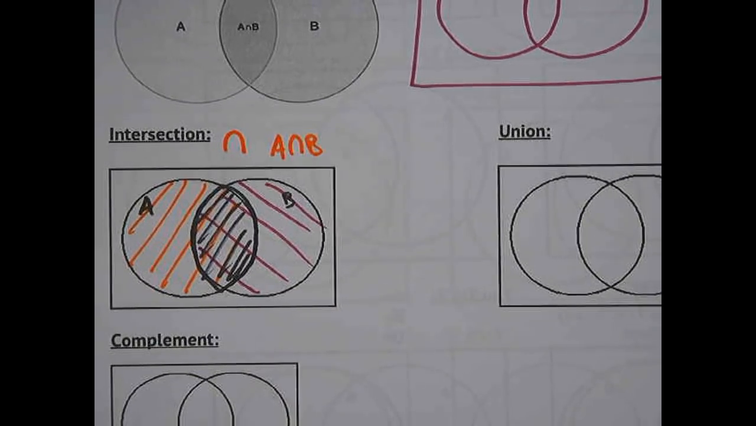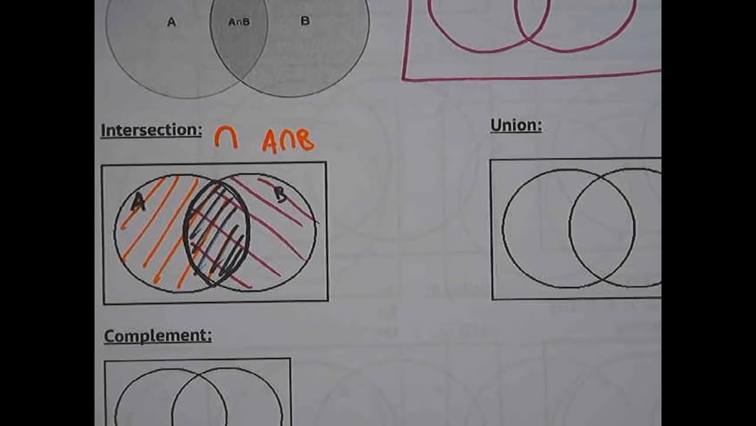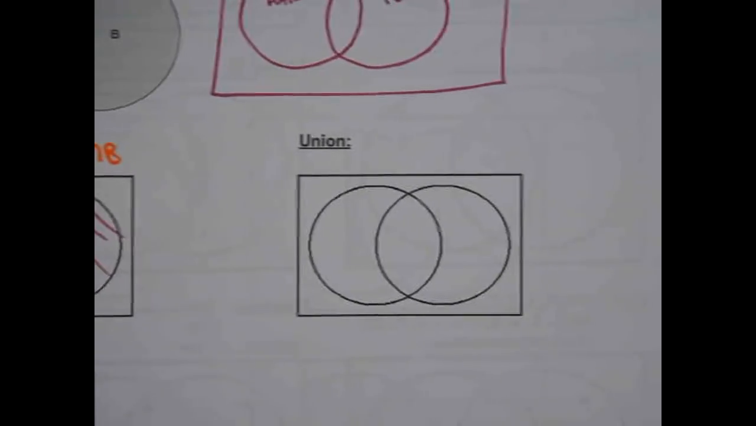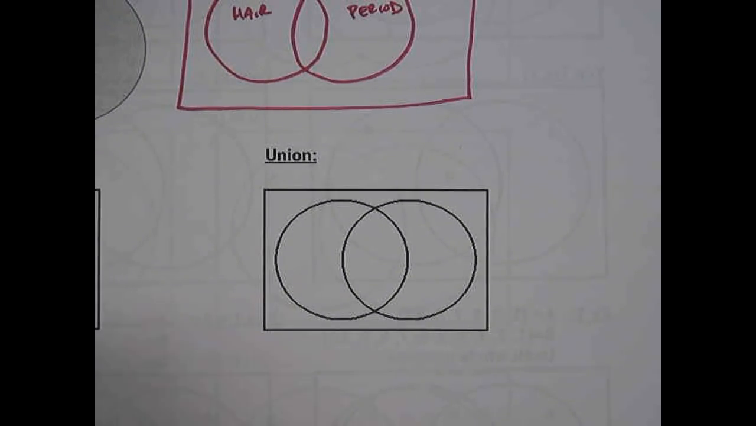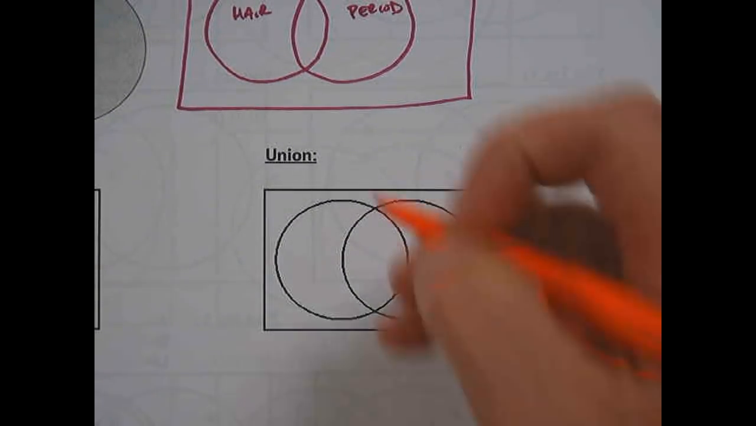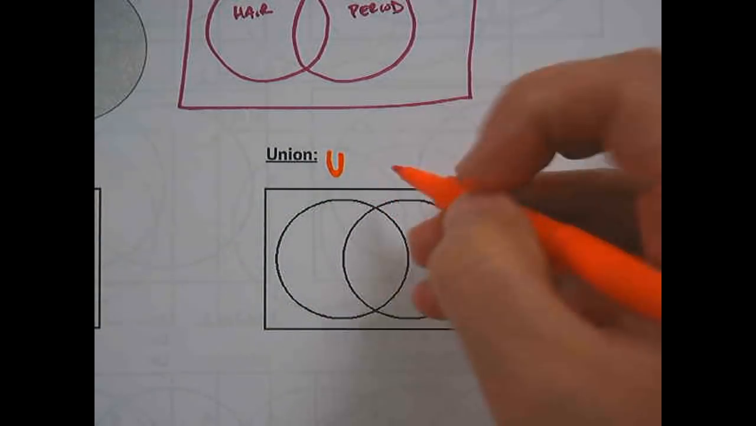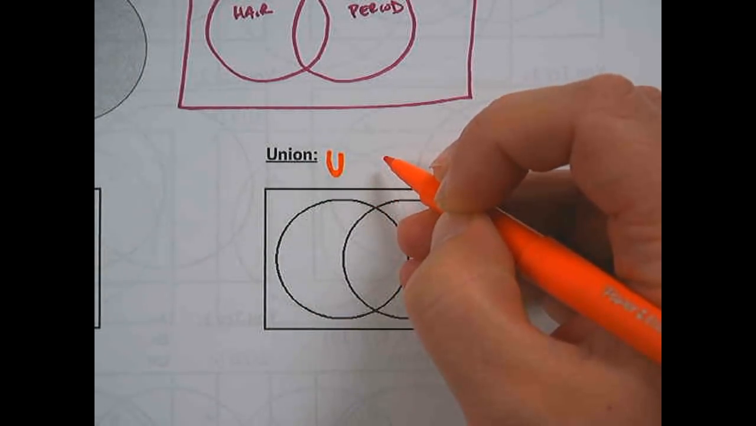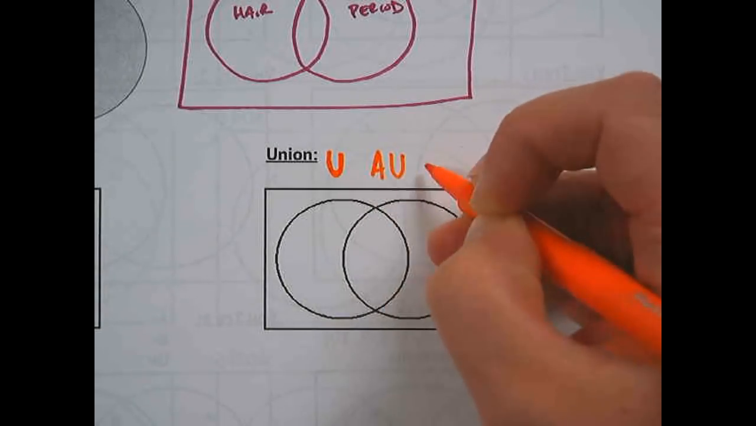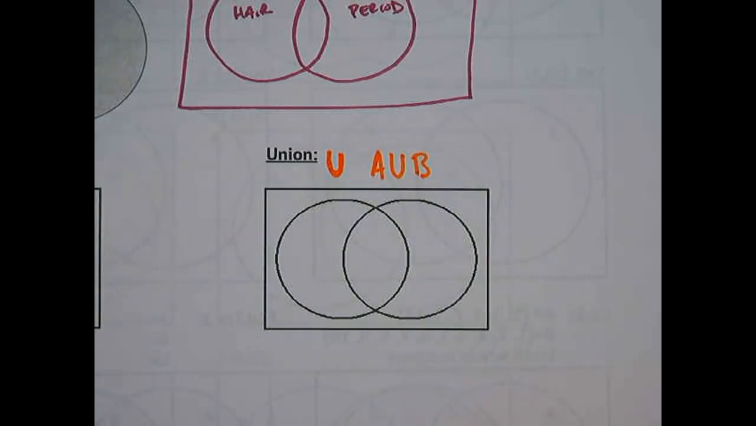Okay. Union is another word that we use to talk about sets. Union is described with a U. That would be our notation for union. So if I want to talk about the union of A and B, it would be A U B. A union B. Okay, so same kind of thing.